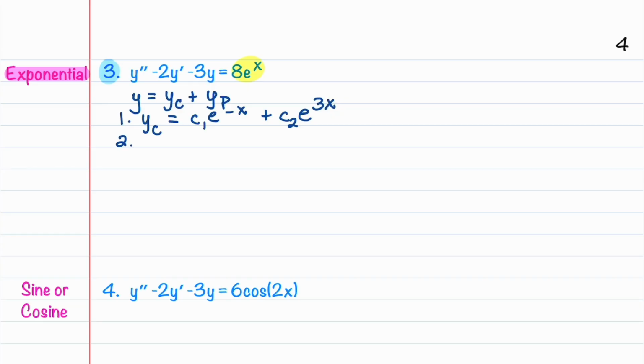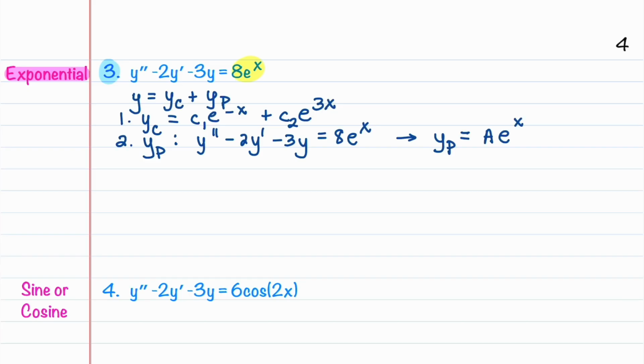Now in step 2, let's find the particular solution. We're going to base this on our non-homogeneous equation. That's this one right here. Because our right-hand side is an exponential function, the form that we're going to choose for our particular solution is also an exponential function, and it's going to be a times e to the x. This e to the x and that e to the x have to match up.